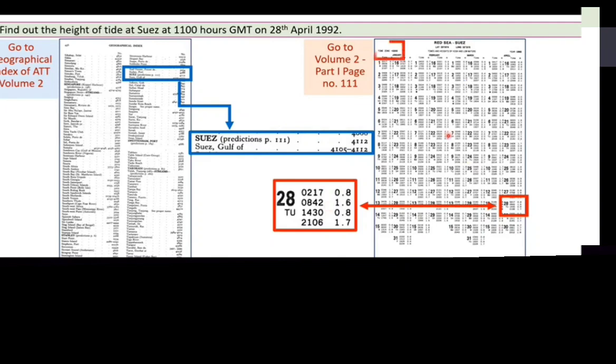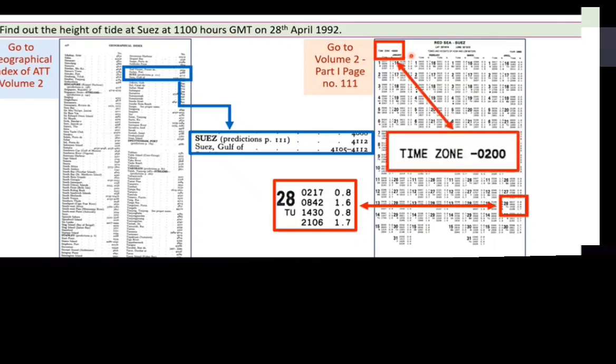Tabulated time zone is marked here. We have already discussed earlier, and the time zone used for Suez is -2 hours. What does it mean? That Suez time is 2 hours ahead of GMT, or GMT is 2 hours behind Suez.